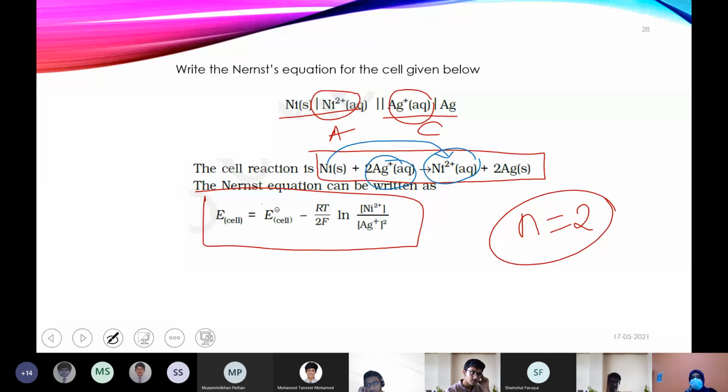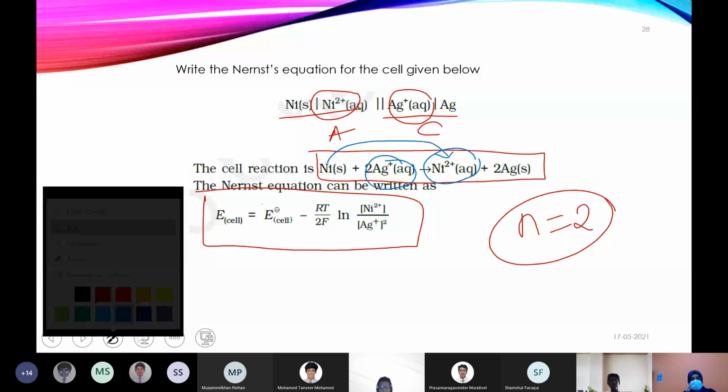For Ag+, you have a power of 2. That is just because in the cell reaction, the stoichiometric coefficient is 2 for Ag+. So don't write just by looking at the cell representation. Always write the cell reaction. Based on that only, you can write the cell Nernst equation.